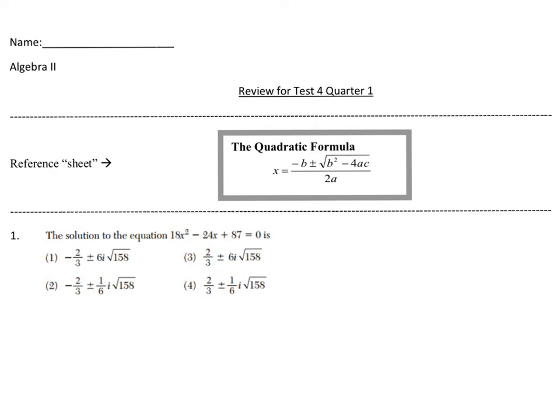Hey everyone, I'm going to do a review sheet video for test 4 of this quarter. The first question says, the solution to the equation 18x squared minus 24x plus 87 is.